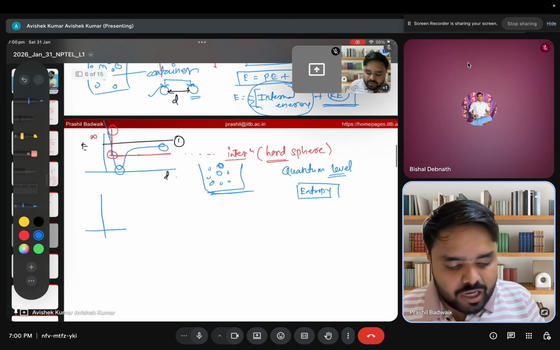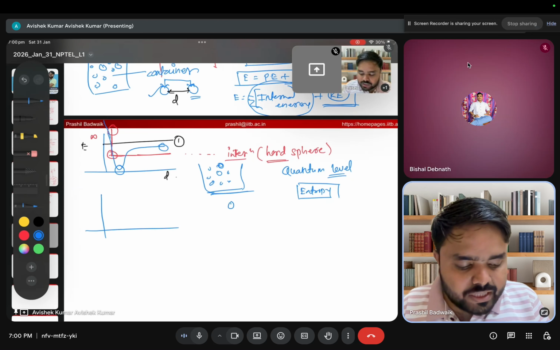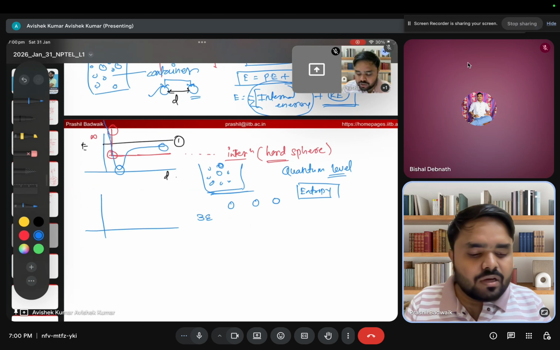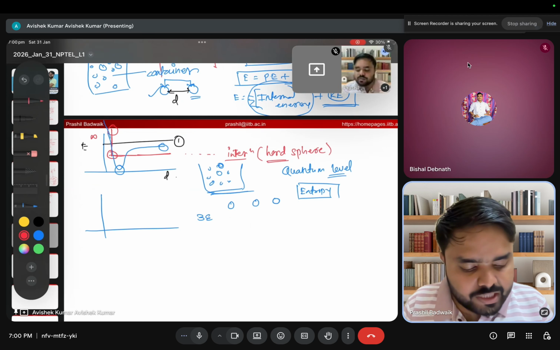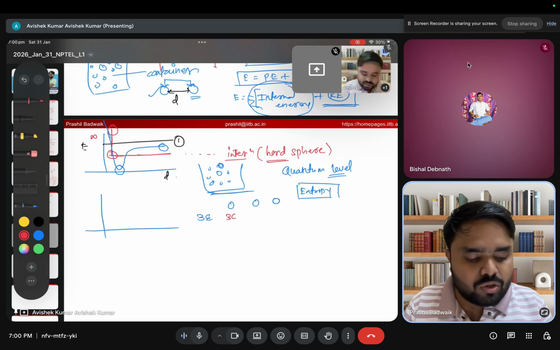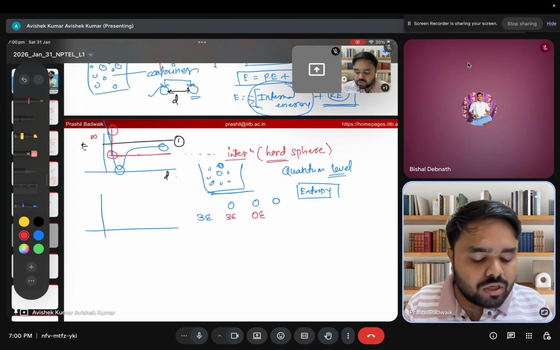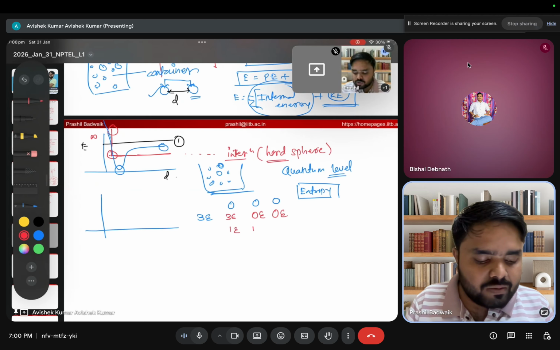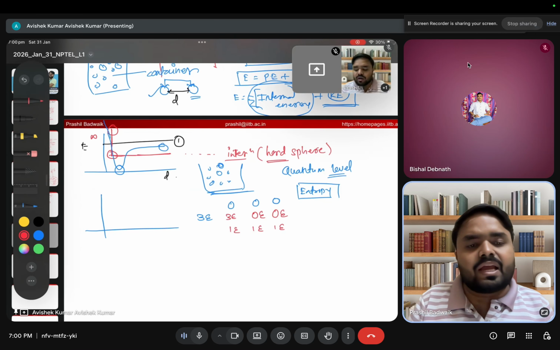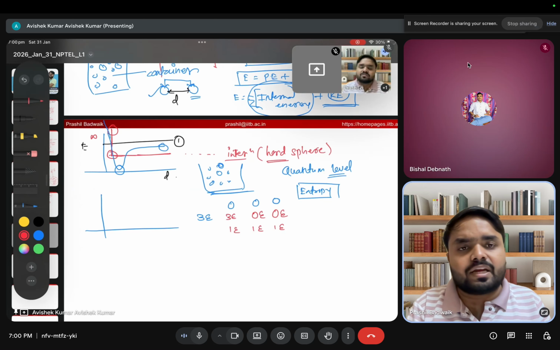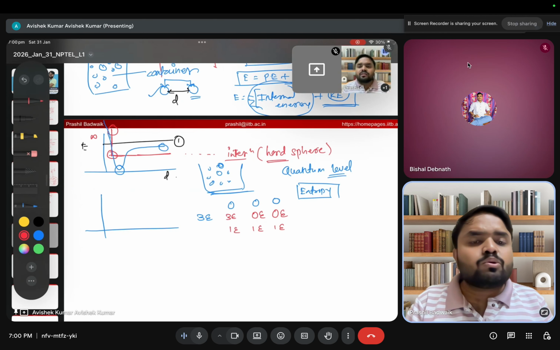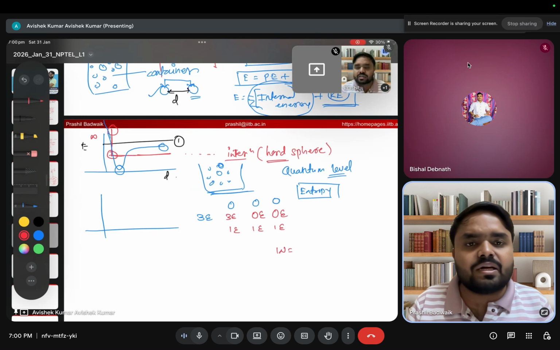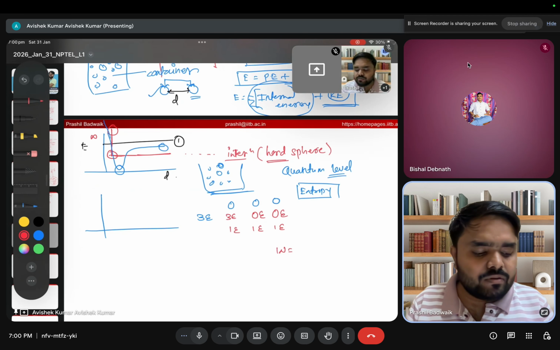For example, I have three particles. I am giving a total interaction energy of 3 epsilon. How can I distribute this? I can give 3 epsilon to the first particle, 0 epsilon to the second particle, and again 0 epsilon to the third particle, or I can give 1 epsilon, 1 epsilon, 1 epsilon, and I can have whatever possibilities. Then you have to calculate something called the ways of distribution that we studied in the class, right? W is the ways of distribution, correct?